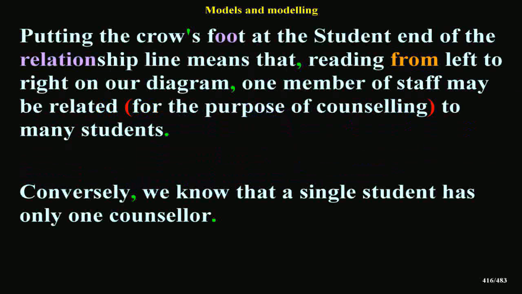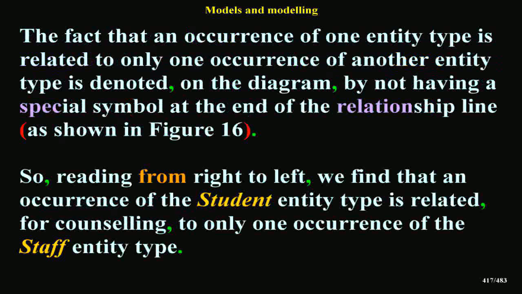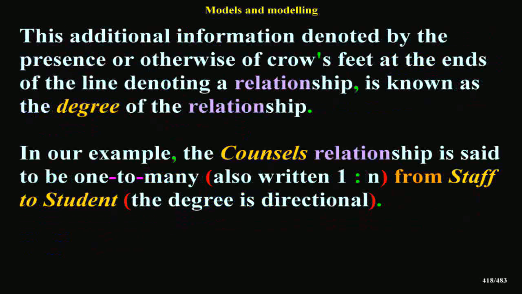Conversely, we know that a single student has only one counselor. The fact that an occurrence of one entity type is related to only one occurrence of another entity type is denoted, on the diagram, by not having a special symbol at the end of the relationship line, as shown in Figure 16. So, reading from right to left, we find that an occurrence of the student entity type is related, for counseling, to only one occurrence of the staff entity type. This additional information, denoted by the presence or otherwise of crow's feet at the ends of the line denoting a relationship, is known as the degree of the relationship.